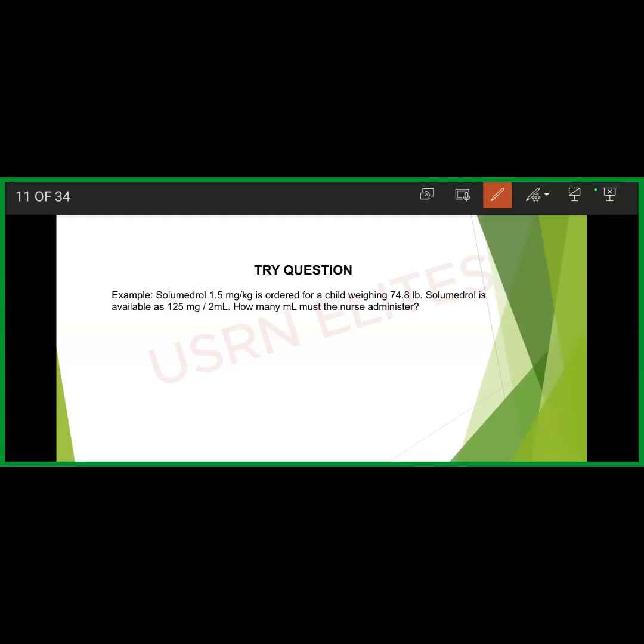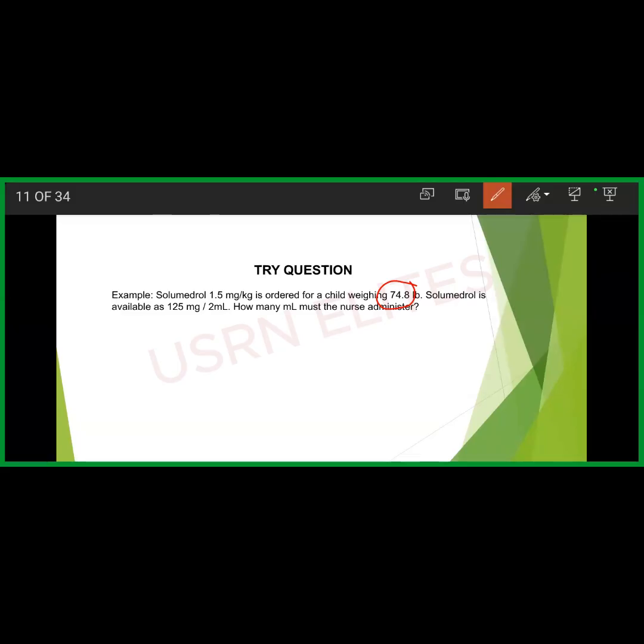So we have: Solumedrol 1.5 milligram per kilogram is ordered for a child who weighs 74.8 pounds. So what I'm doing now is inspecting my question. I know definitely I must change this towards kilogram. Then they said Solumedrol is available as 125 milligram per 2 mils. So now how many mils must the nurse administer?